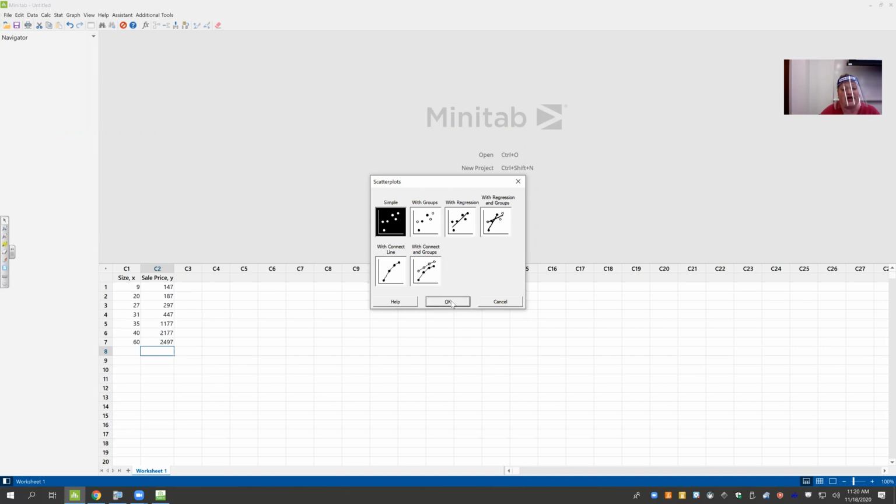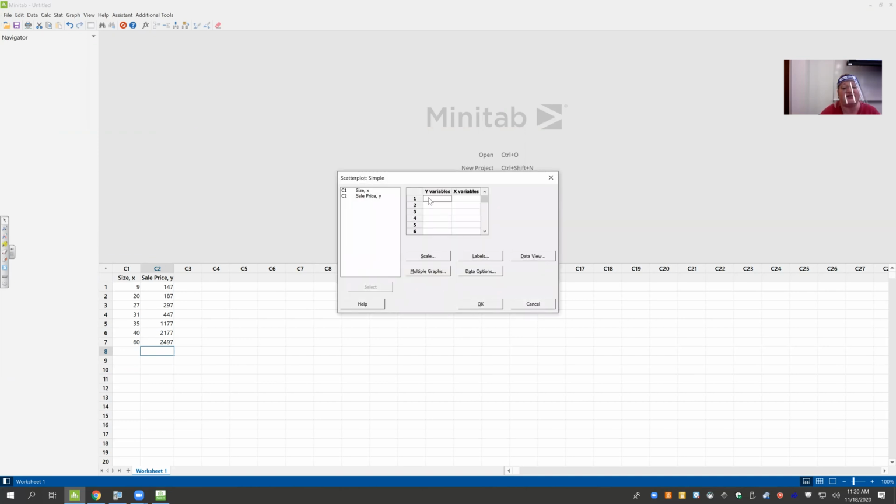I tell it, okay. Then I have to identify, and guys, be careful because Minitab kind of has this set up backwards. It wants to know the Y variable first, and I know that's in column 2. Again, I already labeled it as Y, so that helps me to remember. And then it asks for X, which is my size.